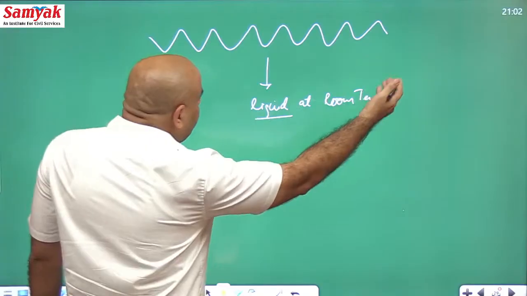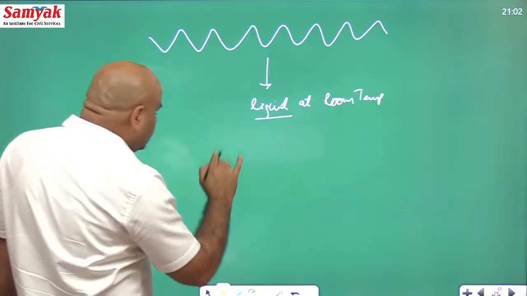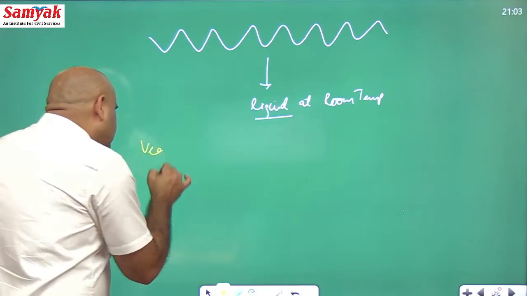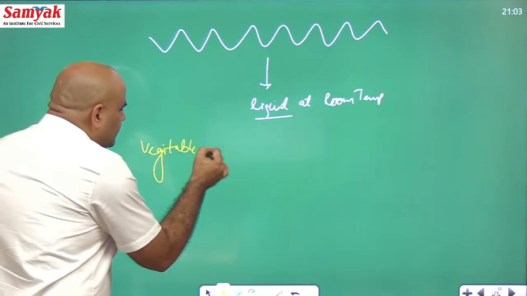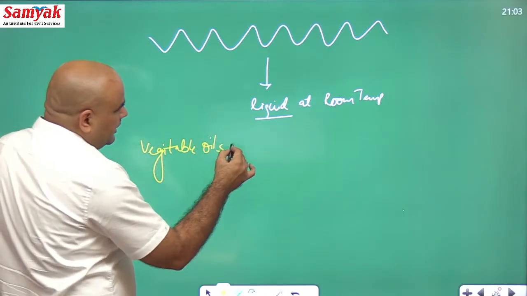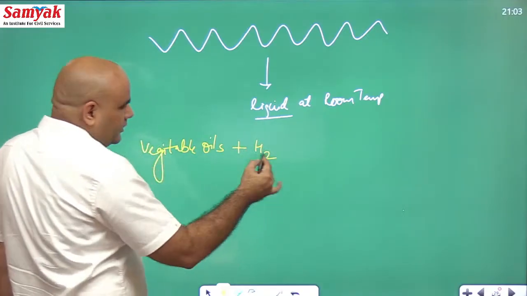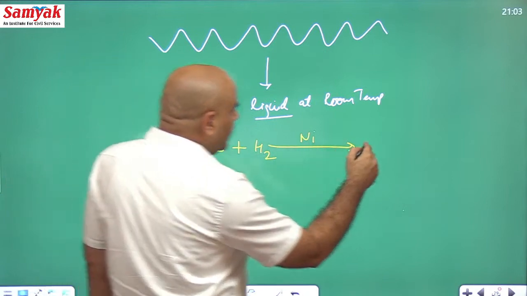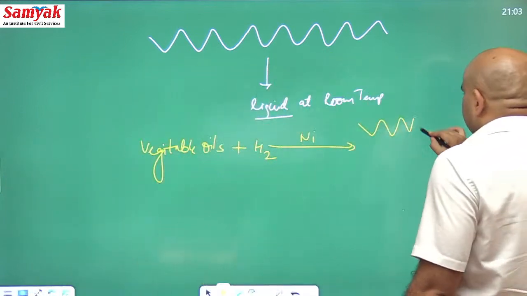Liquid, they will be liquid at room temperature. So now, to avoid this issue, scientists started to do one more thing. They will take vegetable oils. Vegetable oils means fats, and then they will mix them with hydrogen, and in presence of nickel as a catalyst, one reaction will take place.